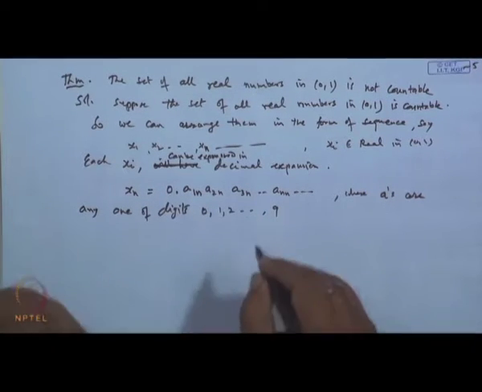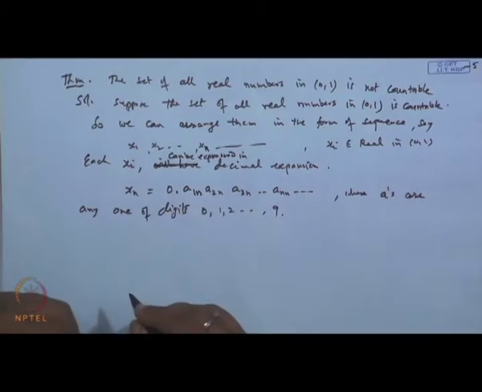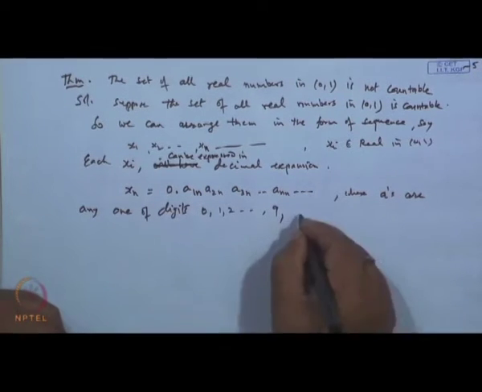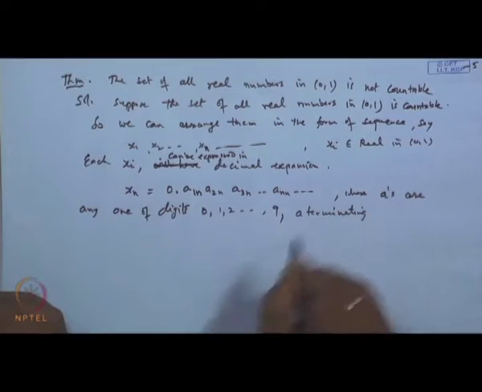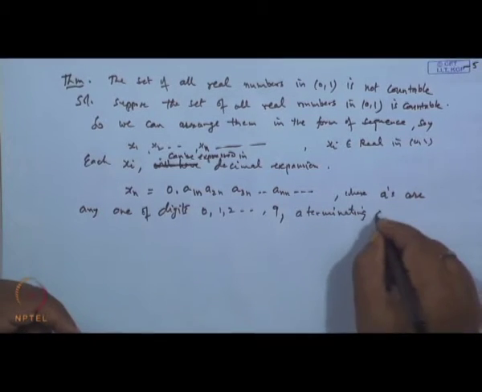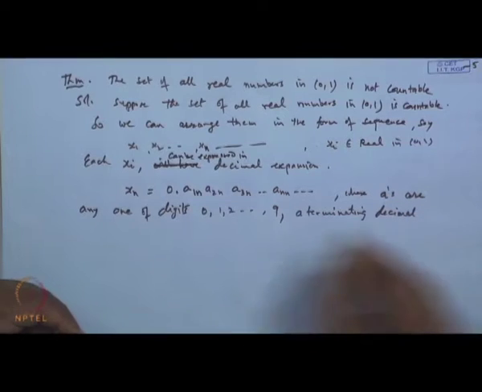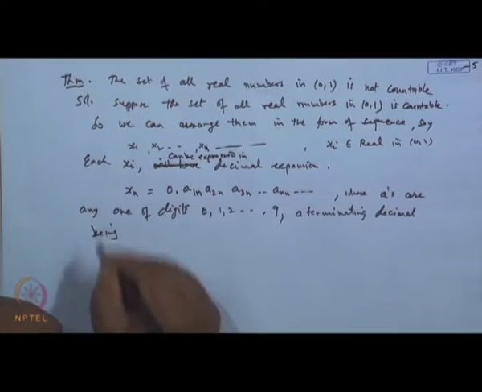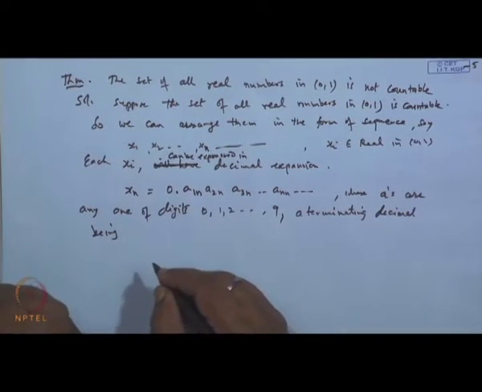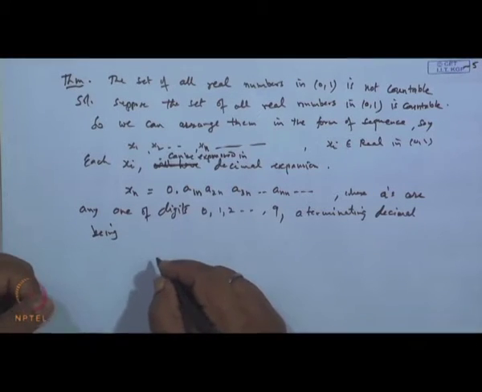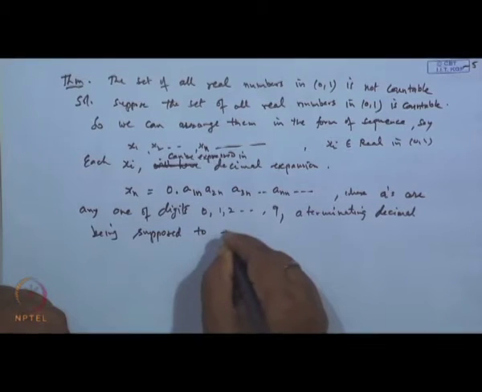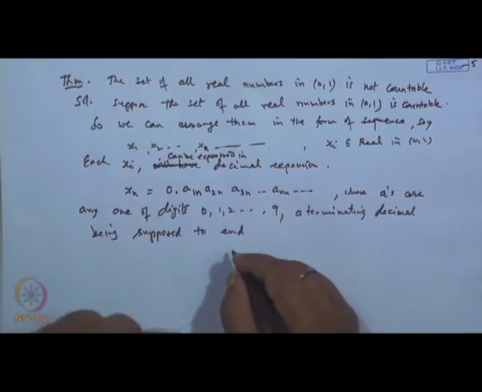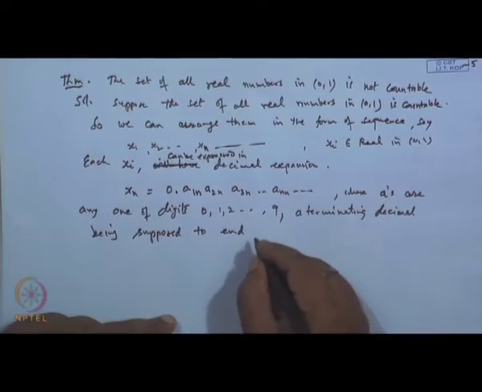We assume a terminating decimal, being supposed to end with a continuation of zeros.